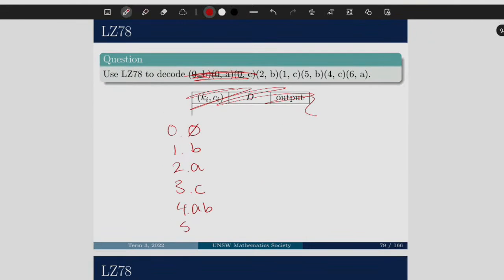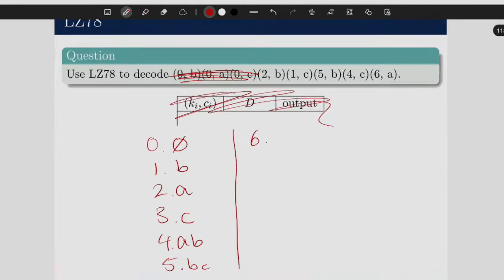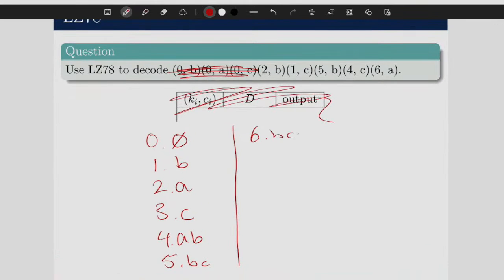Next, that results in the first one appended with a C, so that's BC. 6, I'm appending 5 with a B, so BCB. 7, I'm appending 4 with AC, I get ABC. And 8, I get 6 appending with A, that's BCBA. Right, and that's all of my symbols. That's me reaching the end of here.